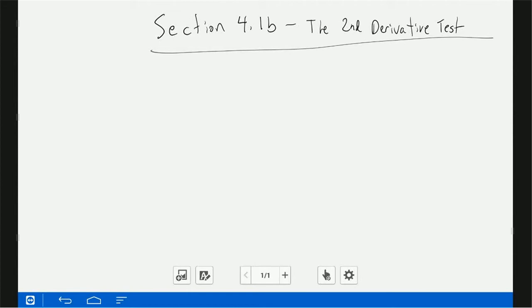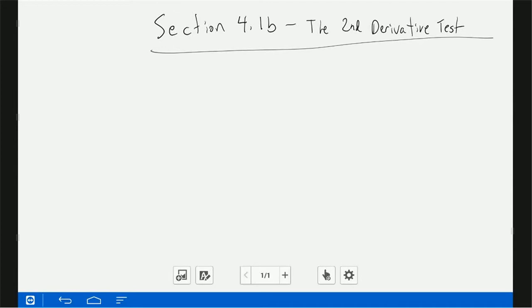We were supposed to cover section 4.1b, the second derivative test. This is actually a really short section, so this won't take very long. The idea of the second derivative test is to be a shortcut to the first derivative test, which is what you did in 3.4b on the last test. Okay, so a shortcut to that.